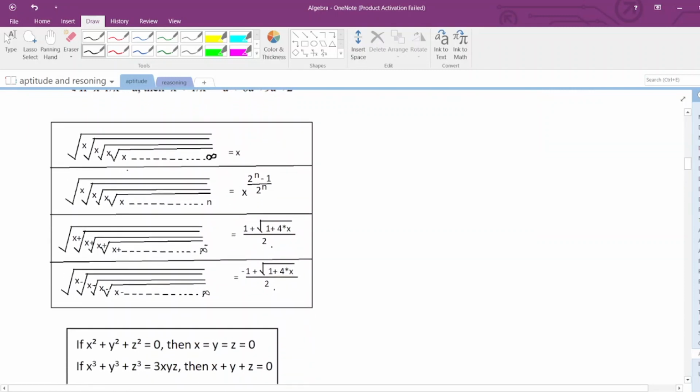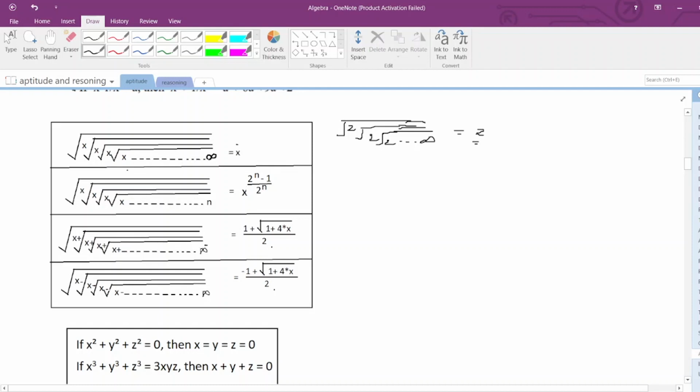And this is also a very important point. See, suppose in the question they ask root over 2 into root over 2 into root over 2 so on till infinity, then the answer is 2. So that's what it means. Root over x into root over x so on till infinity, then the answer is x.